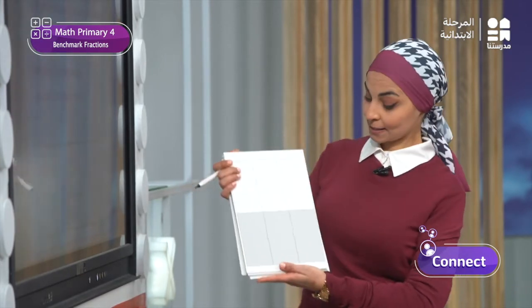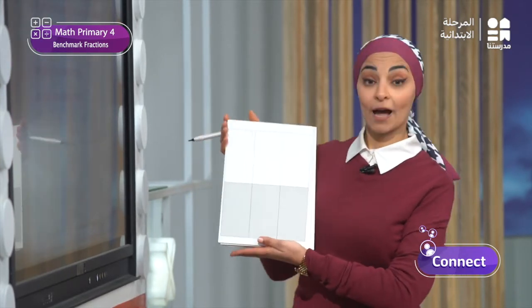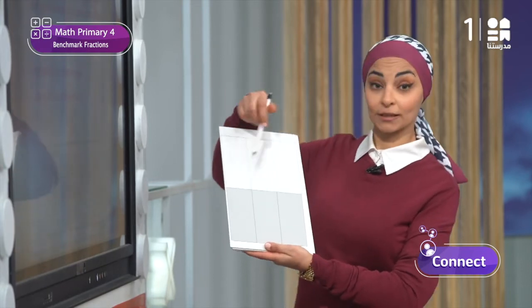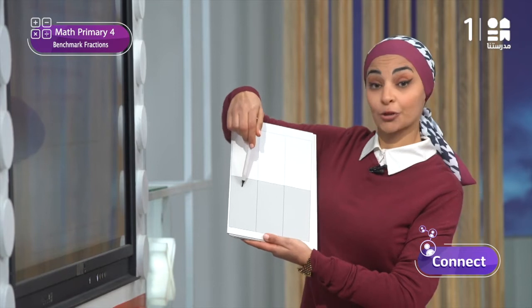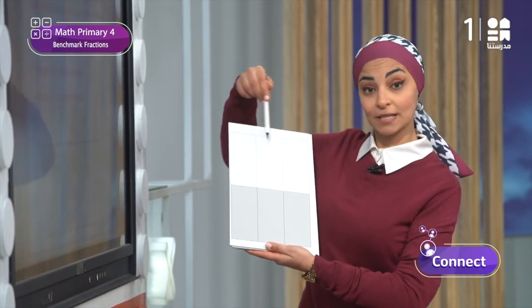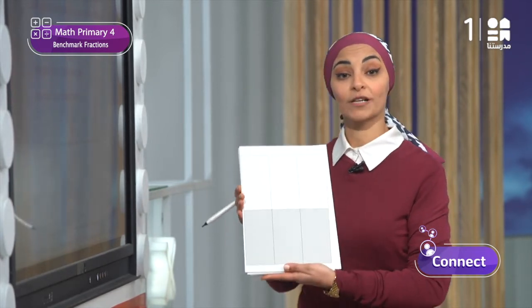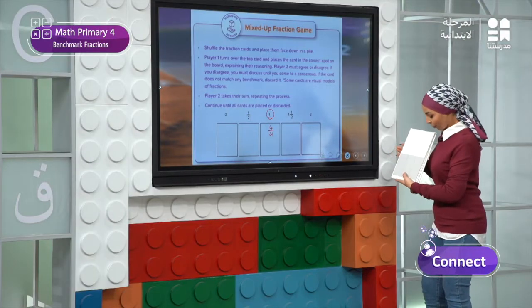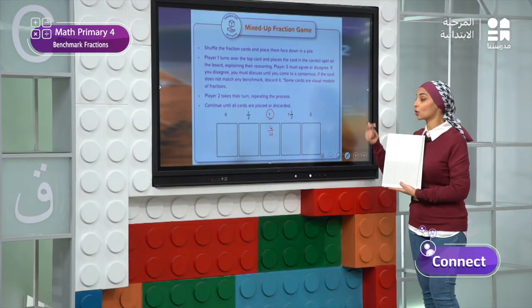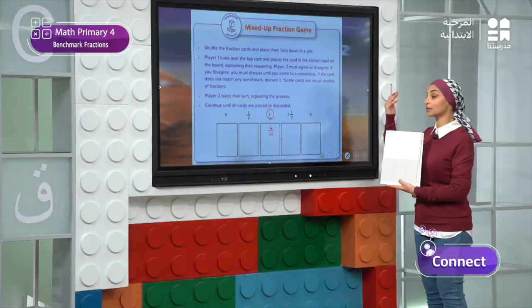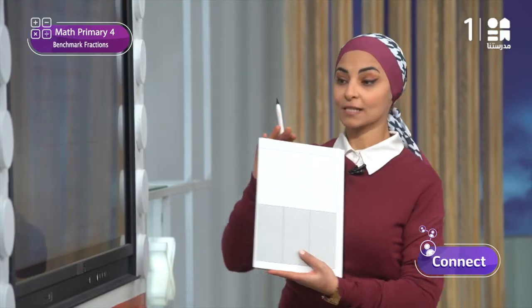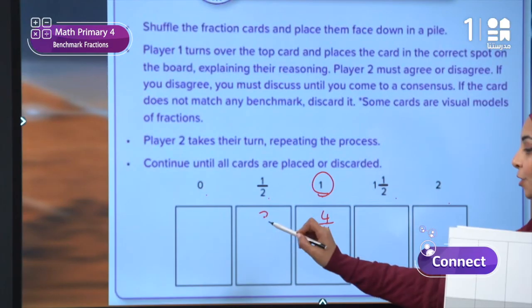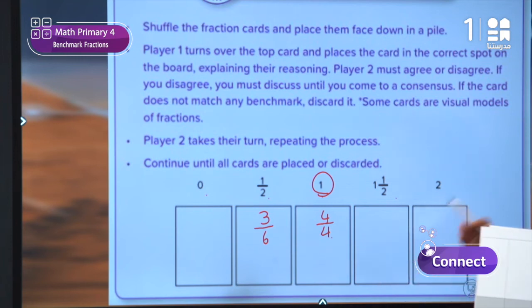Okay, let's take another card. Look, yes, you will say I have no numbers, but it is a model. If you see this model, you will see that it is shaded, 3 parts shaded out of 6, يعني 3 over 6. Okay, يبقى who can tell me it is equivalent to 0 ولا half ولا 1 ولا 1 and half ولا 2? Of course, 3 over 6 يعني half, right? 3 is half the 6, so I will write here 3 over 6.